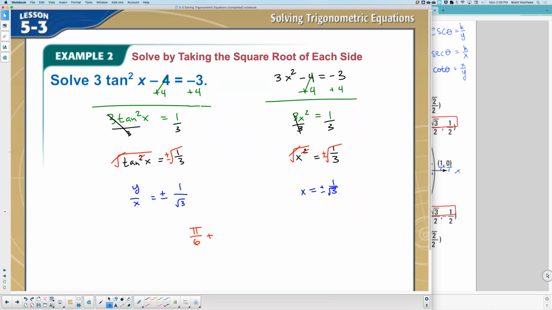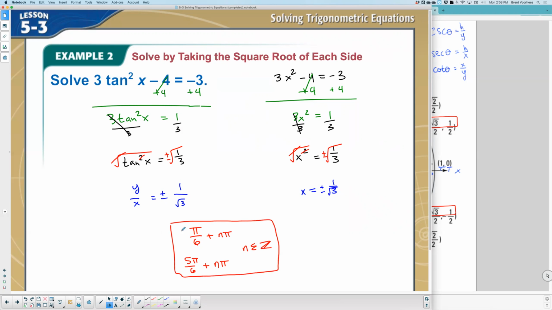pi, you're going to write plus n pi. So instead of saying all the way around the circle, it's just half a circle. That will get the first answer and the third quadrant answer. And then you list the second quadrant as well. 5 pi over 6. But notice I'm only going to do plus n pi this time. That will get all 4 answers right there, where n is still an integer.